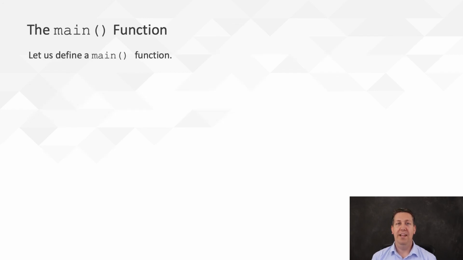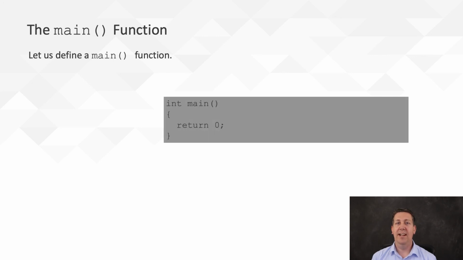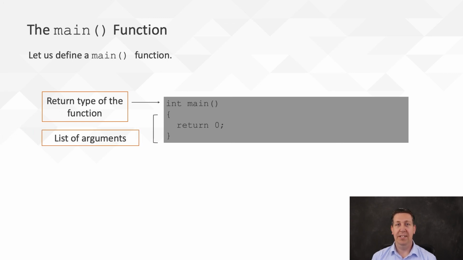Let us define a main function. The first line contains the definition of the function, constituted by the return type int, the name of the main function, and the list of arguments, which in this case is an empty list. Then we have the body of the function, delimited by curly braces. Finally, the body is composed of a single instruction that will return a successful status code. We will discuss these topics in more detail later.